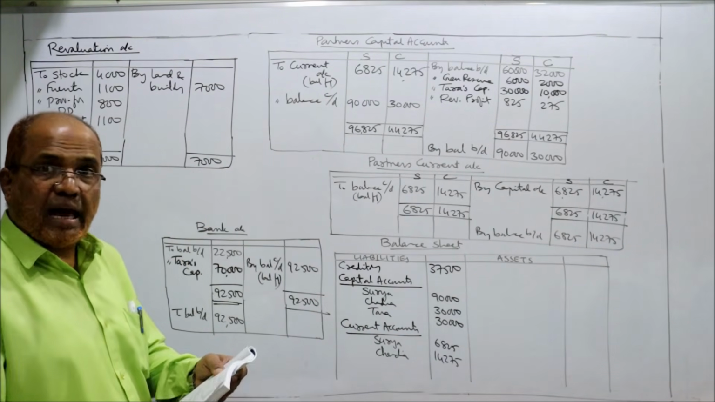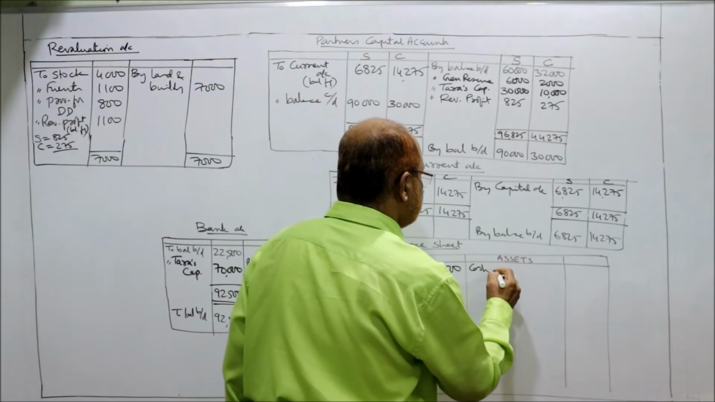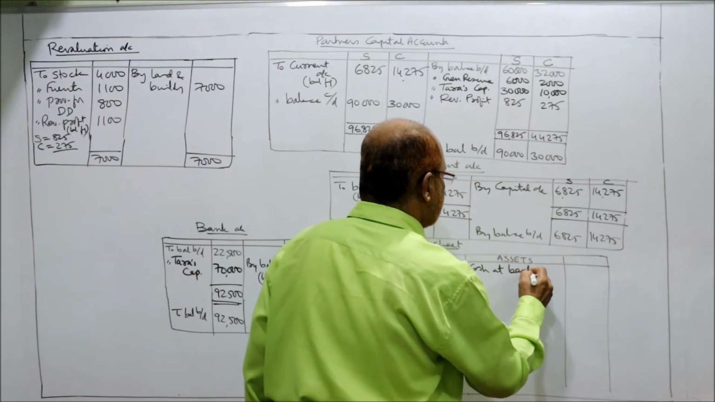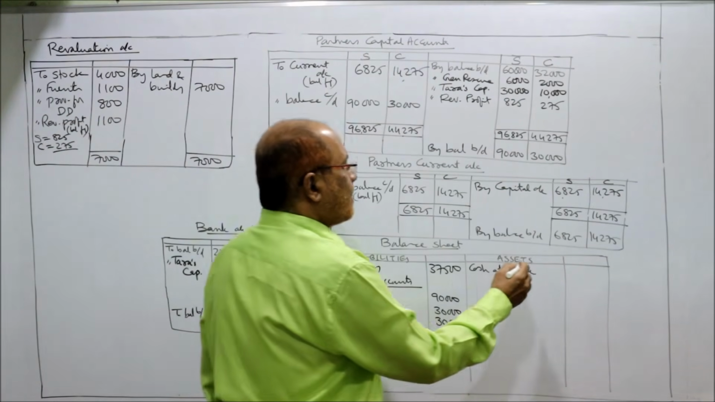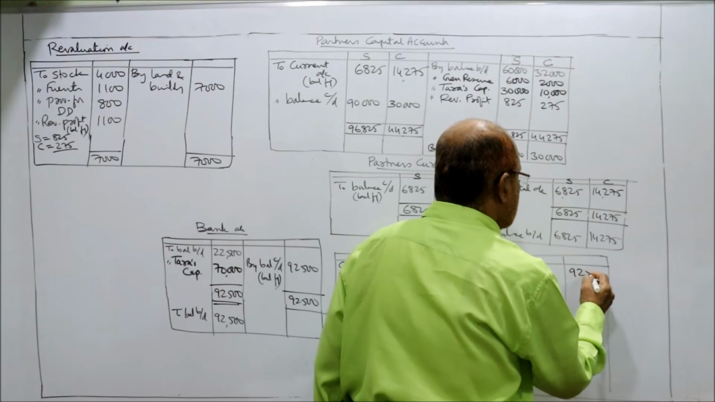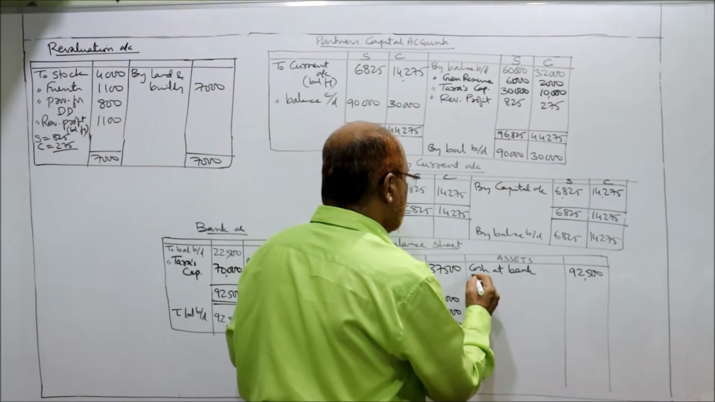So we have completed the liability side. Asset side, cash at bank. Cash at bank we have already calculated, 92,500. Then after cash at bank, bills receivable, no change.